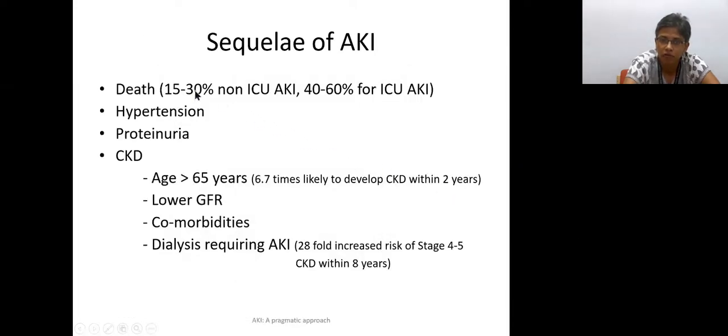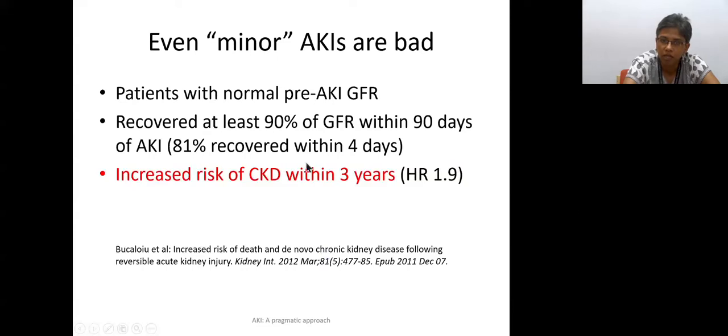And apart from death, those who do survive land up with hypertension, proteinuria, and chronic kidney disease, especially if they were elderly, already had CKD, had comorbidities, and had an AKI which was severe enough to require dialysis. But remember that even minor AKIs are actually bad. So even those with minor degrees of AKI who had almost recovered their normal kidney function had an increased risk of CKD within 3 years when they were followed up.